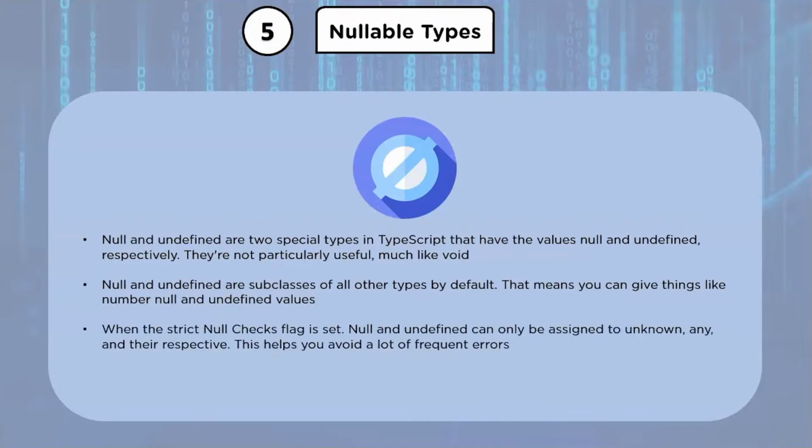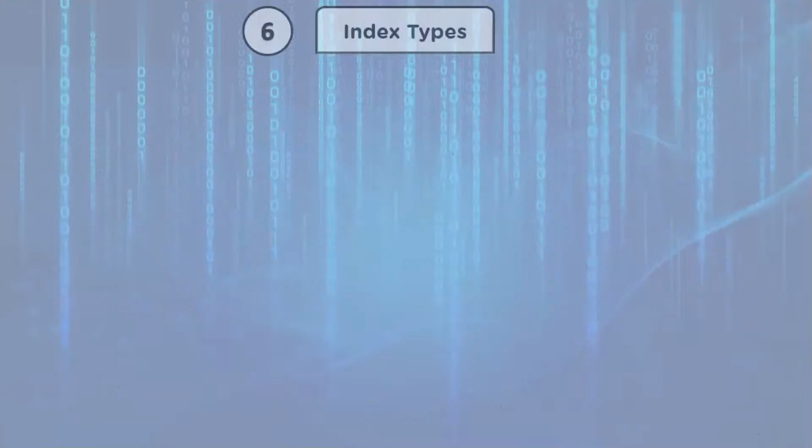When the strict null checks flag is set, however, null and undefined can only be assigned to unknown, any, and their respective types. This helps you avoid a lot of frequent errors. You can use them as a union type, string | null | undefined, if you want to send in either a string, null, or undefined. Next, we have index types.